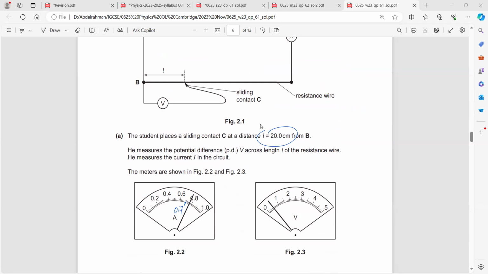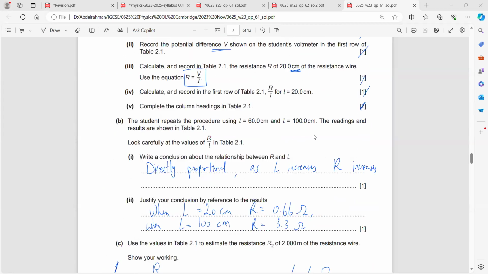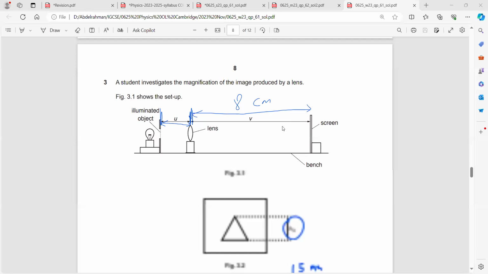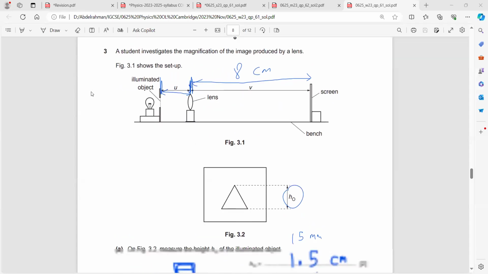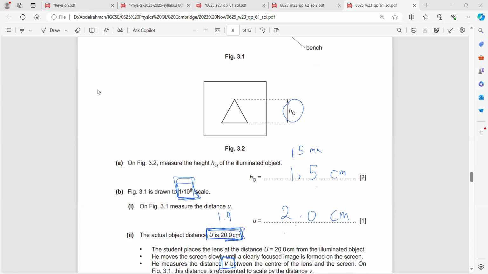Again we have a circuit. The circuit would be quite easy. We have another experiment with the lens. Okay, distances.